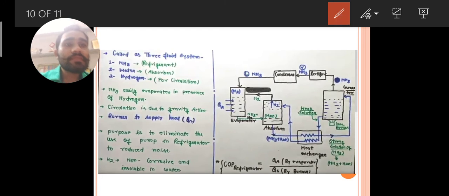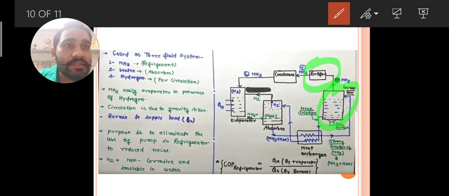The working remains the same. Here we have a generator. Then there is a new component for you, a rectifier. The rectifier is used to remove the moisture content from our refrigerant. So here also we are using NH3 as a refrigerant, water as an absorber or absorbent, and hydrogen for the circulation of these two things.